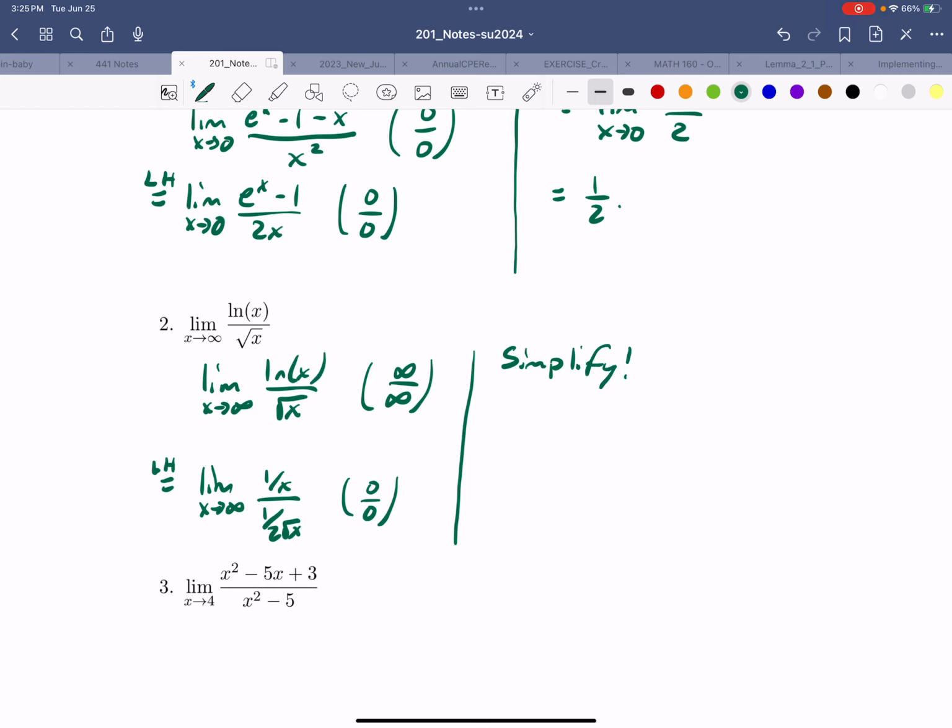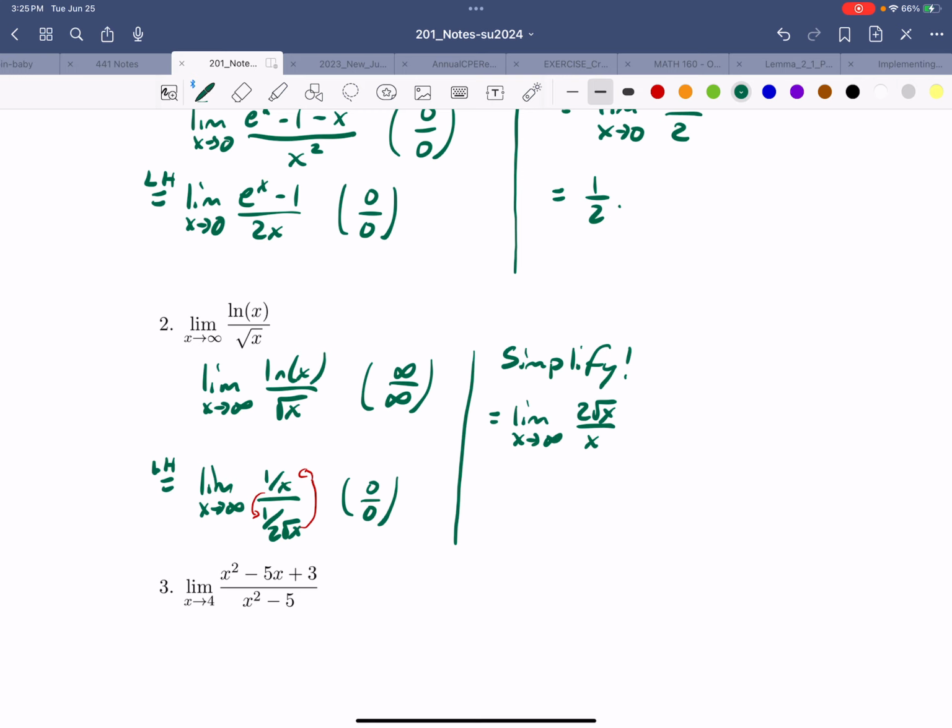Right? Maybe I'll just put this over here. We'll get that equals the limit as x approaches infinity. And if you don't believe me, what we're going to do is take the bottom and put it up on the top, take the top and put it down on the bottom, so to speak. We're going to get 2 root x over x.